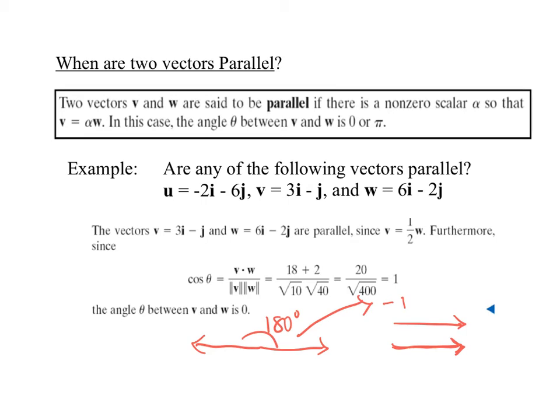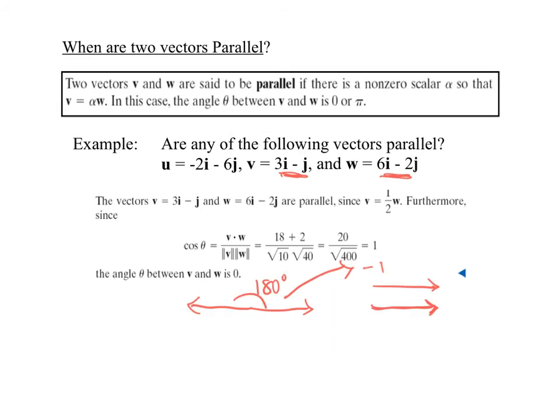Note that V is 1/2 of W. V is just half of W. So that means those two vectors are parallel. You can also think about it as W is 2 times V. I'm going to pause it here and you can take a look.